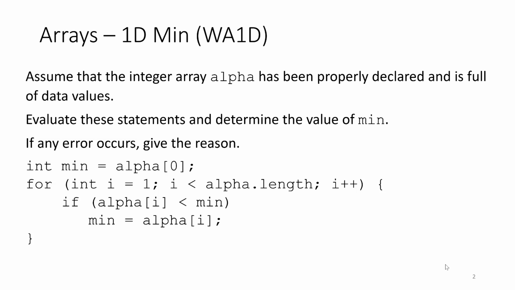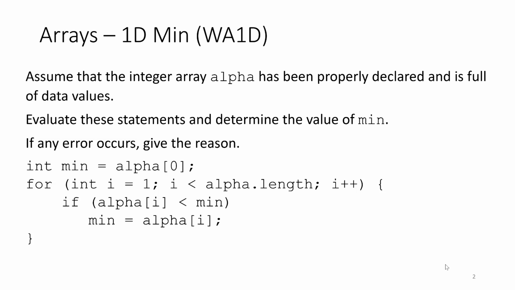Assume that the integer array alpha has been properly declared and is full of data values. Evaluate these statements and determine the value of min. If any error occurs, give the reason. We then have the statement int min is equal to alpha sub 0.